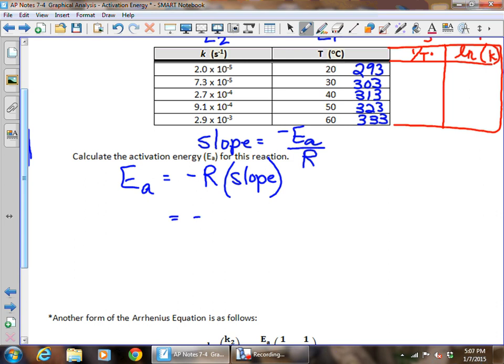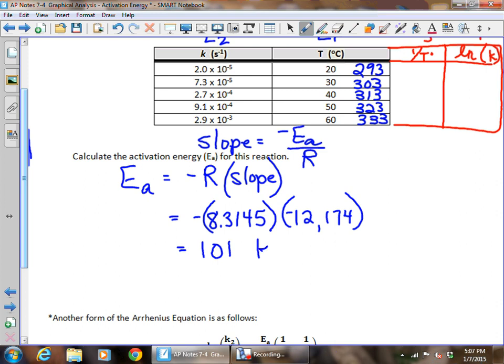So remember the R value is 8.3145. And our value for our slope is negative 12,174. And when you multiply those together, it's going to be a positive number. Activation energy is always a positive number. When you multiply those together, it's going to be in joules. Remember, it's going to be in joules. We're going to change that to kilojoules, and we end up with 101, rounded to 3 sig figs, kilojoules for our activation energy, and technically kilojoules per mole for our activation energy.